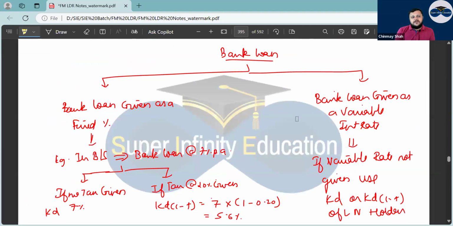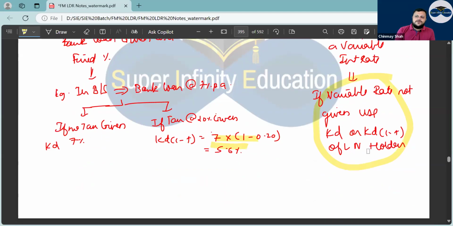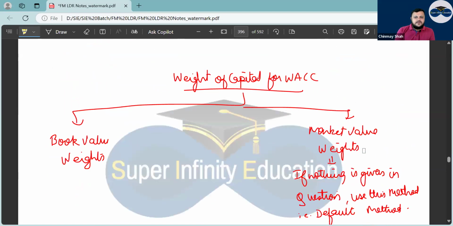Then comes the part of bank loan. Bank loan is given as a fixed percentage, right? In the balance sheet, bank loan at 7%. If no tax is given, directly KD is 7%. If tax is given at 20%, then KD is 7 into (1 minus 0.20). If the bank loan is given as a variable interest rate, right? Then in that case, if a variable rate is not given, use KD or KD (1 minus tax rate) of any loan note holder, convertible or redeemable, right?